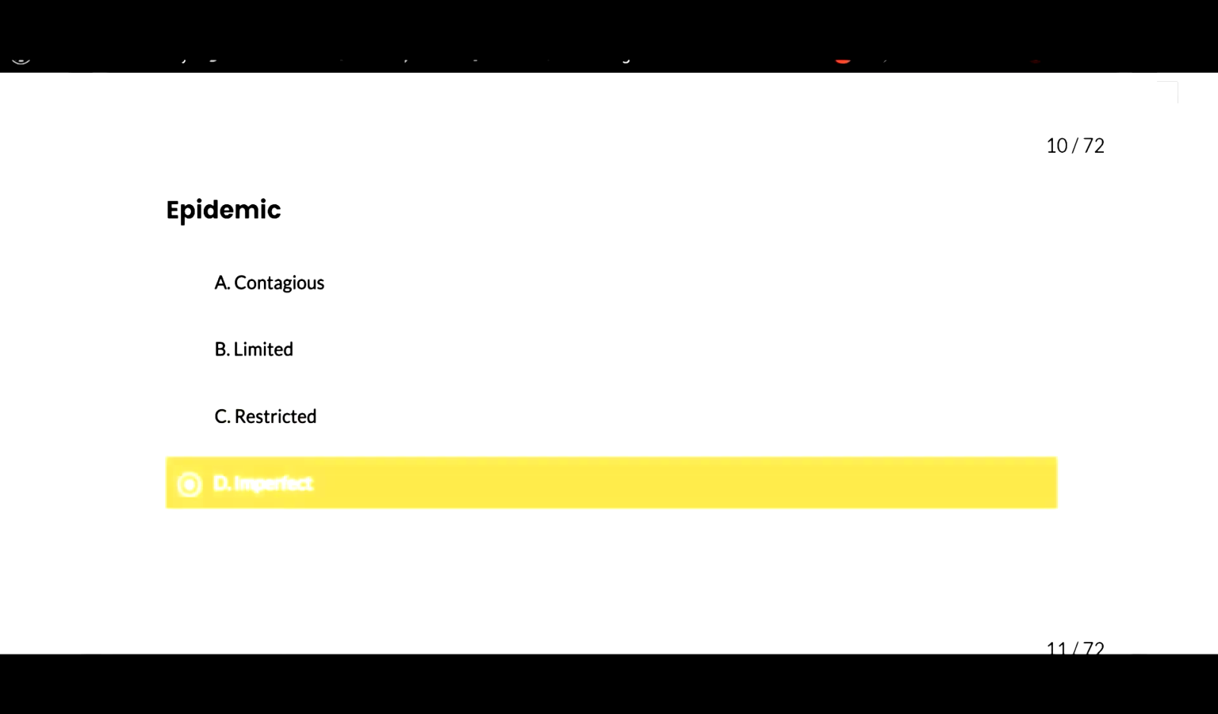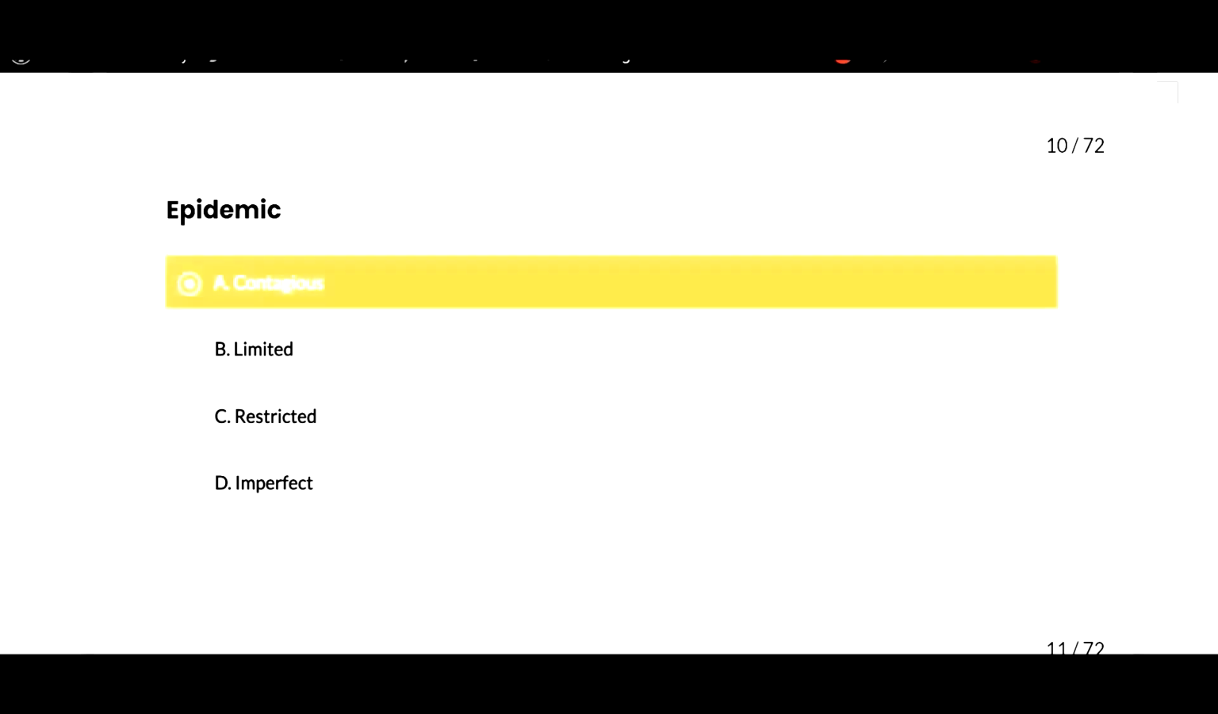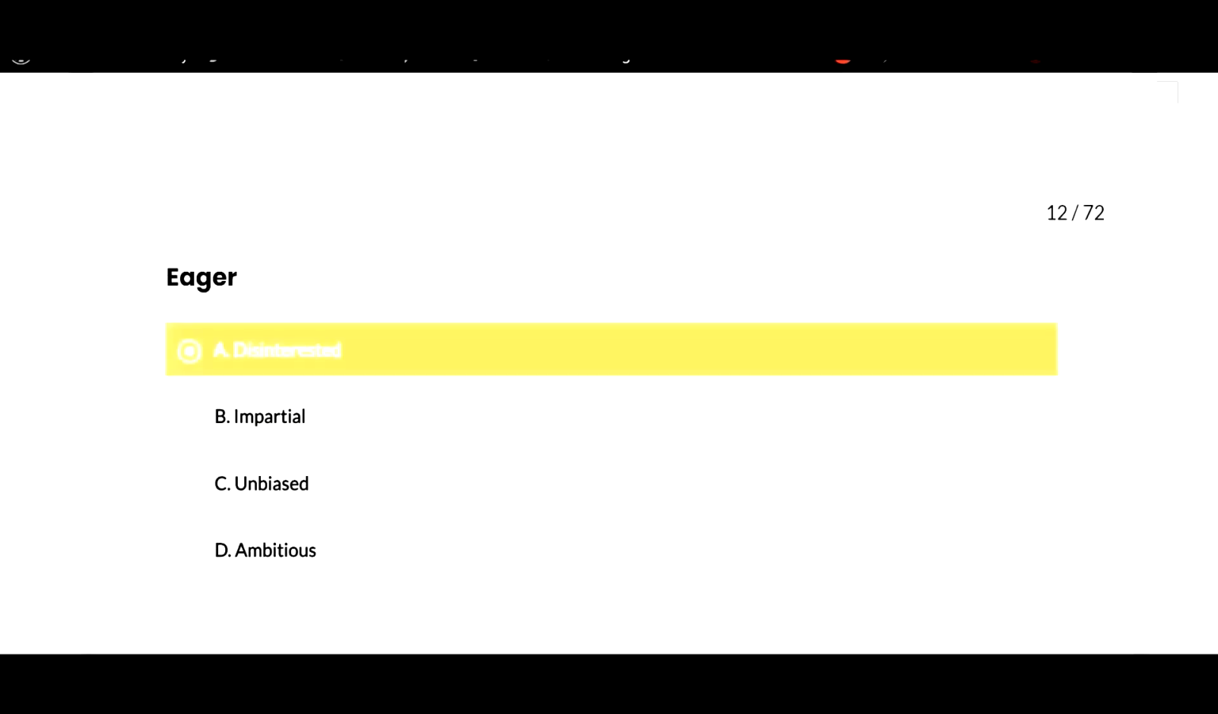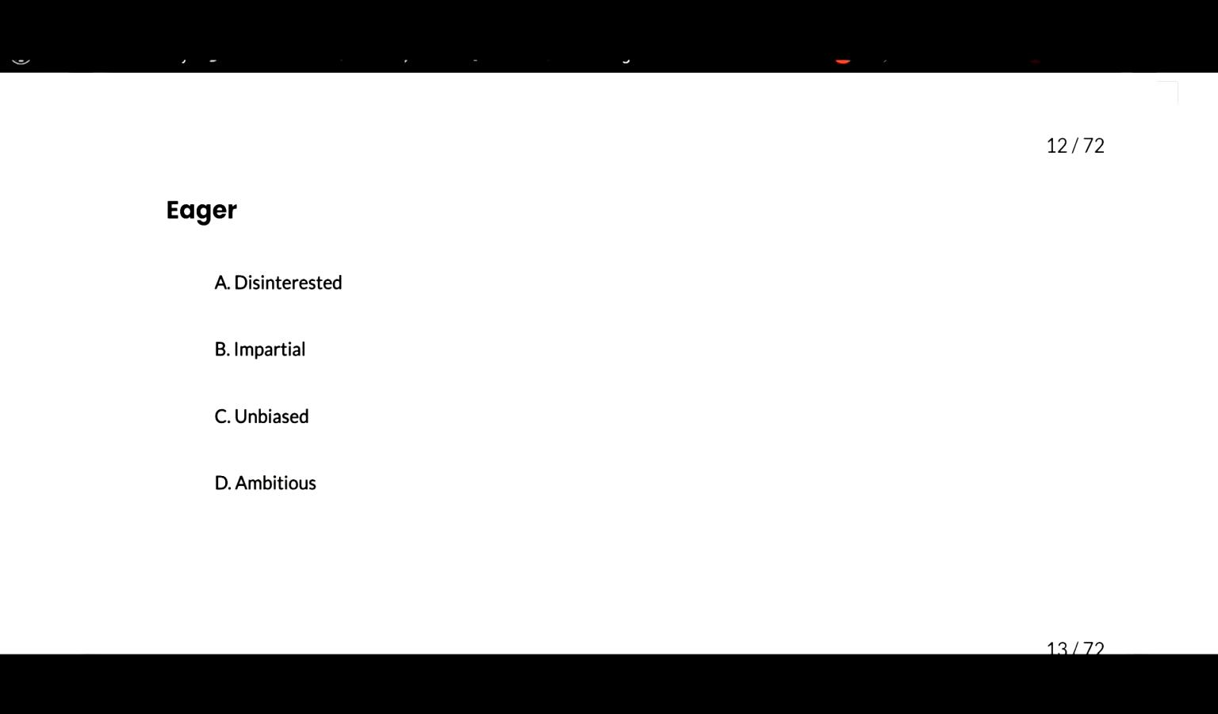The next is epidemic, which means disease, so contagious is the correct one. The next is astonishing, which means amazing, so marvelous is the correct one. The next is eager, which means enthusiastic, so ambitious is the correct one.